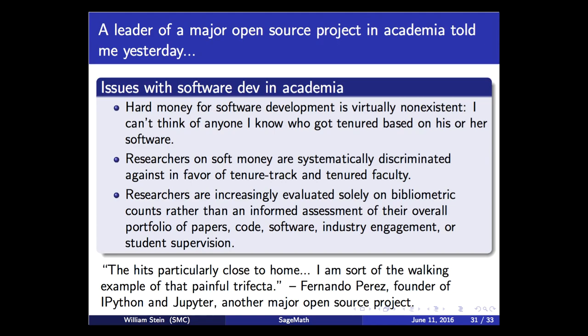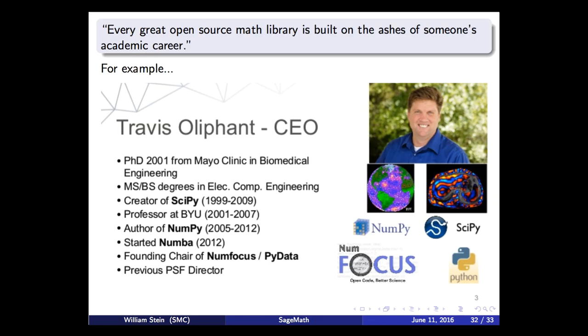And Fernando Perez, who I mentioned before, the founder of the IPython project, Jupyter Notebooks, etc., at Berkeley, he says, "this hits particularly home. I am sort of the walking example of this painful trifecta." He didn't write that, but he experiences it. Here's another example. Here's a quote, nobody quite knows who said it, but it seems to be true: every great open source math library is built on the ashes of someone's academic career.